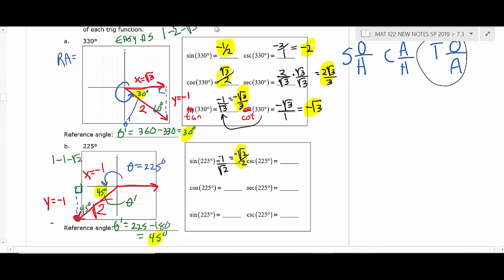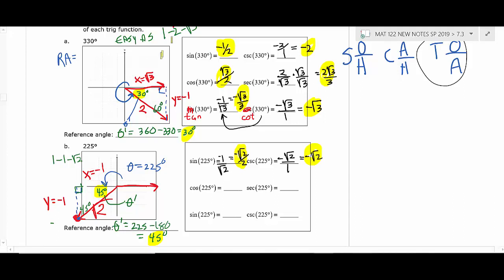Okay, the cosecant, you can go like this if you want to. The cosecant's hypotenuse over opposite, so that would be negative root 2 over 1, or just negative root 2. It's the reciprocal of the sine, see, so you get that.